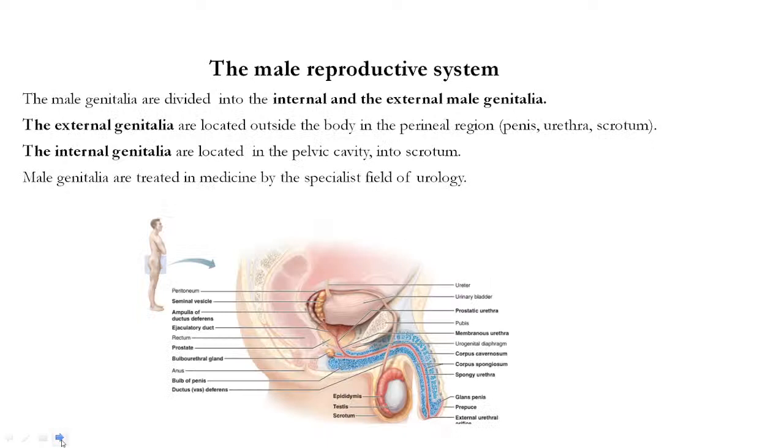The male reproductive system. The male genitalia are divided into internal and external male genitalia. The external genitalia are located outside the body in the perineal region. These are the penis, urethra, scrotum. The internal genitalia are located in the pelvic cavity and scrotum. Male genitalia are treated in medicine by the specialist field of urology.